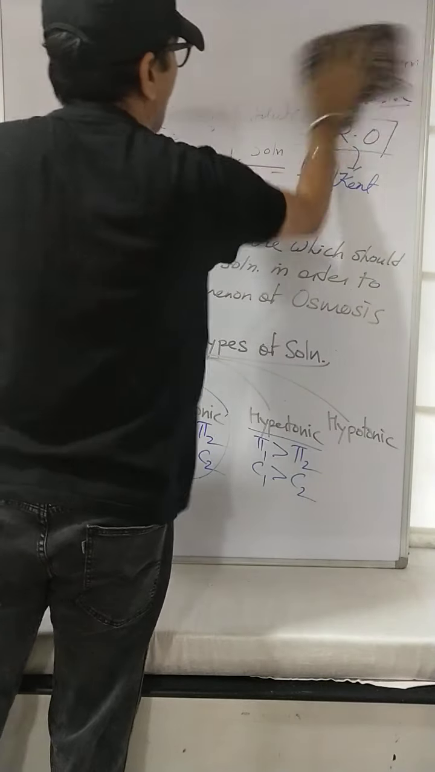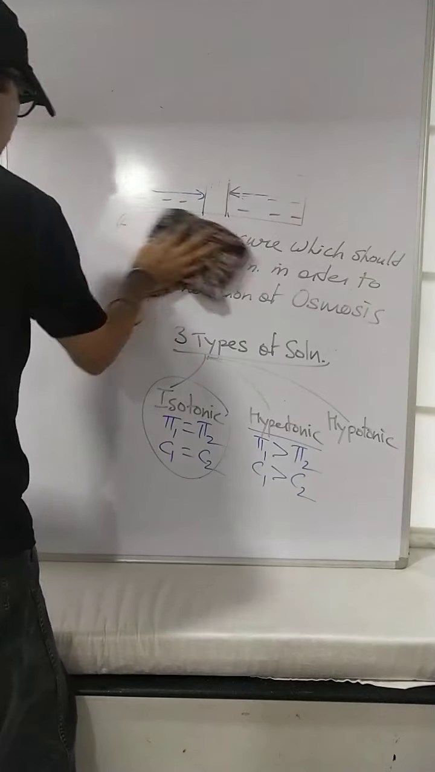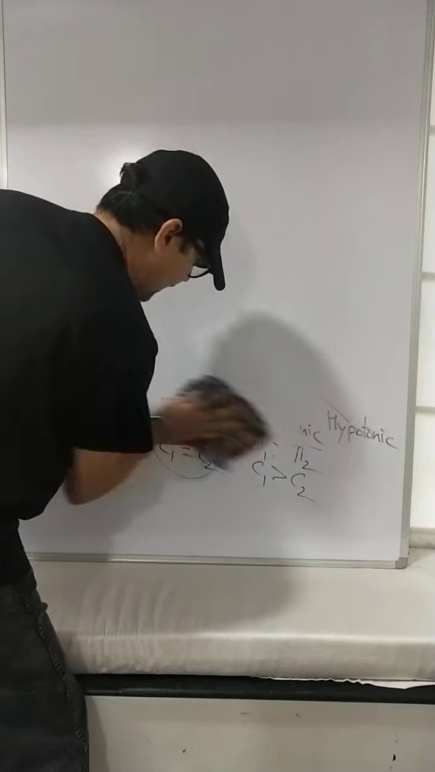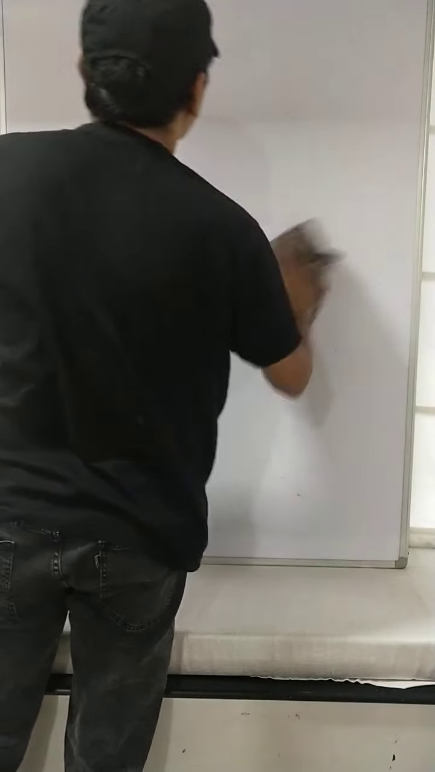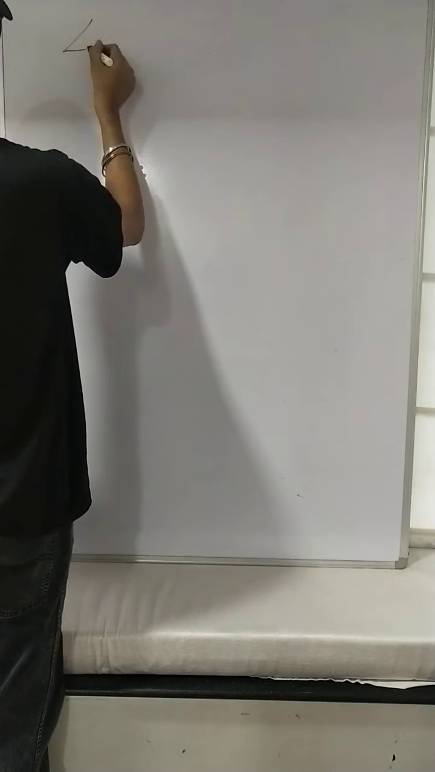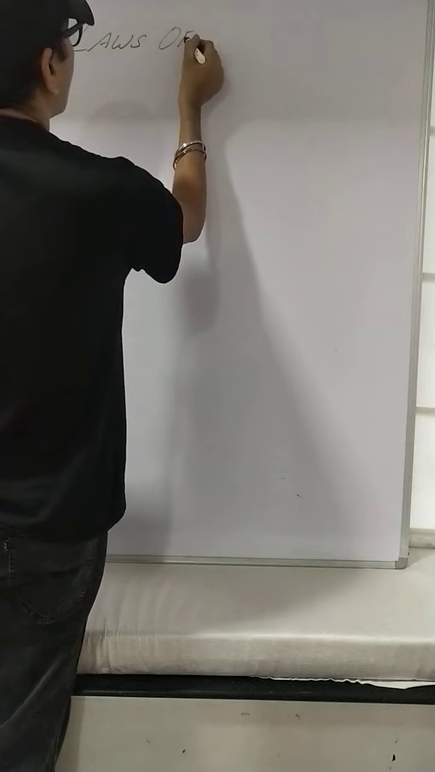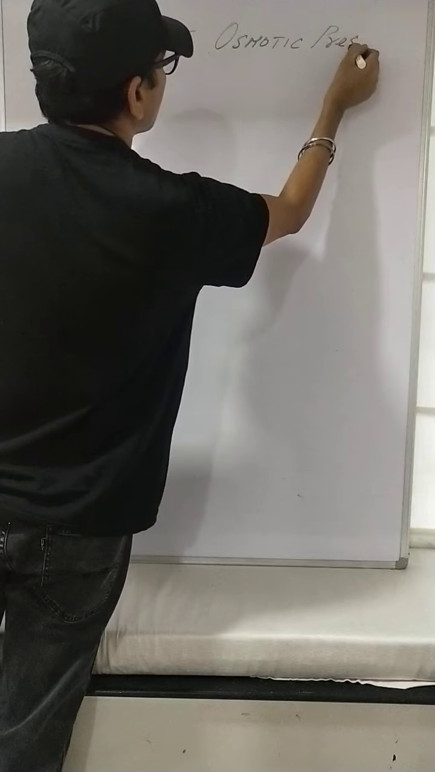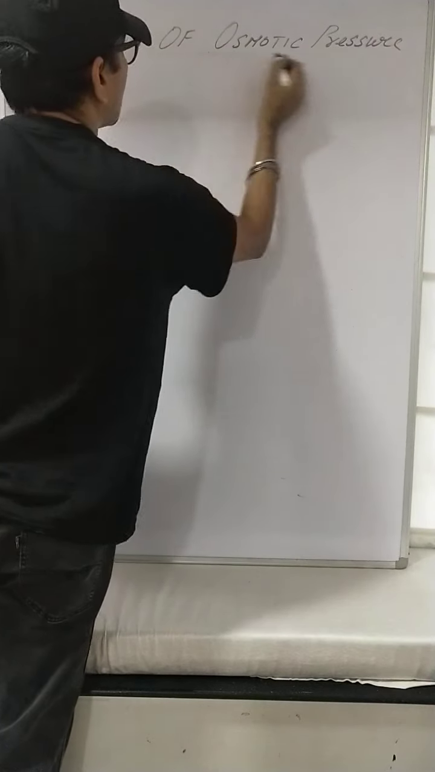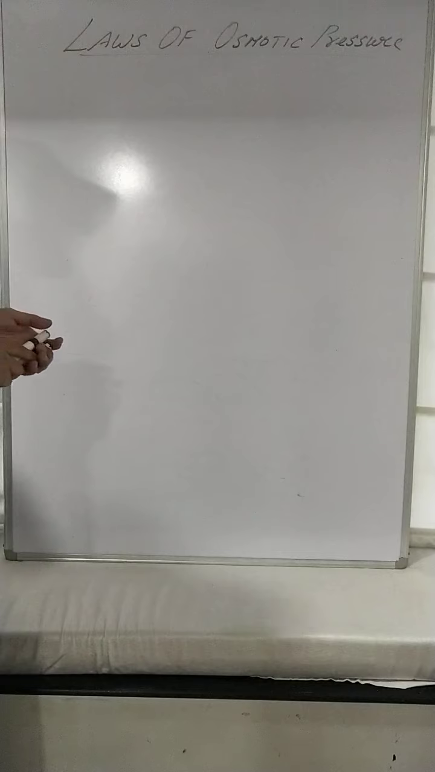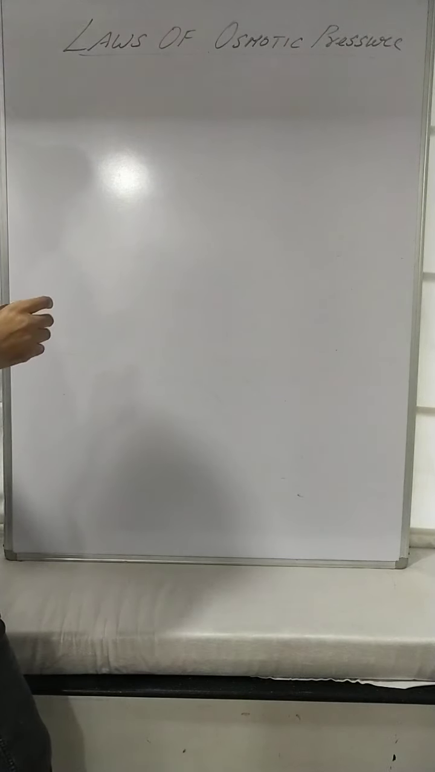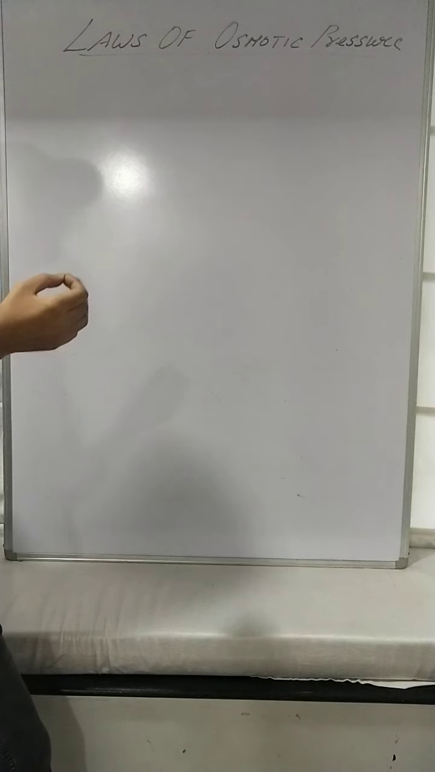Okay. Now we move to the laws of osmotic pressure. Very important with respect to numericals. Isotonic, you read a new word, where pi 1 is equal to pi 2. Now, laws of osmotic pressure. Now everyone knows there are gas laws, right? Gas laws, ideal gas, all of you have heard of. Now over here these are the laws of osmotic pressure related to pi.